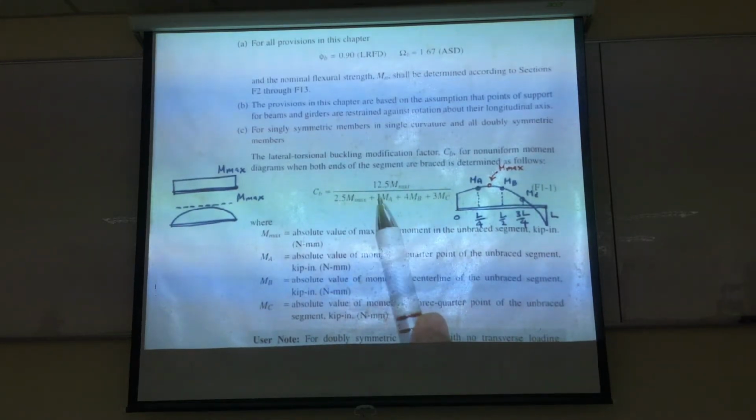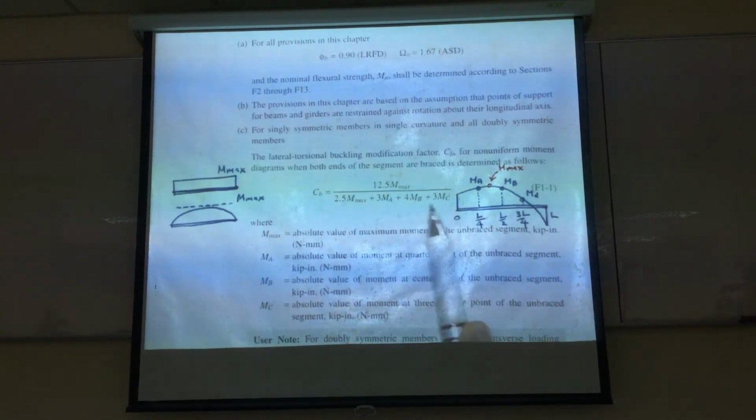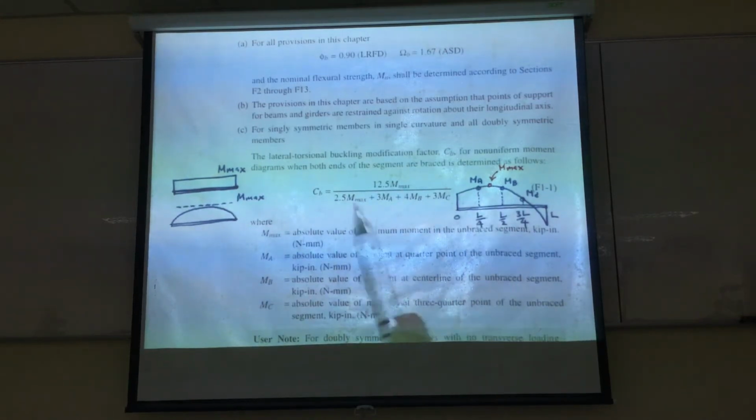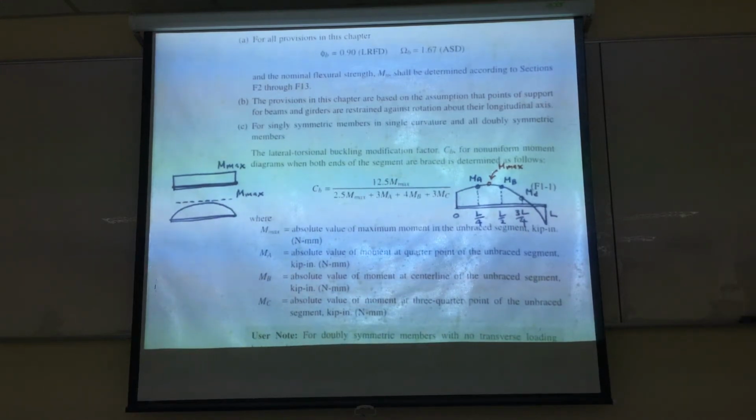If you count the factor 12.5 at the top, down here 2.5, add up with 3, 4, 3, 3, 4, 3, add up to 10, right? 10 plus 2.5, 12.5. So you are taking the max and then compare with the weight, sort of like the inverse of weight averaging. And it is a good one, okay?